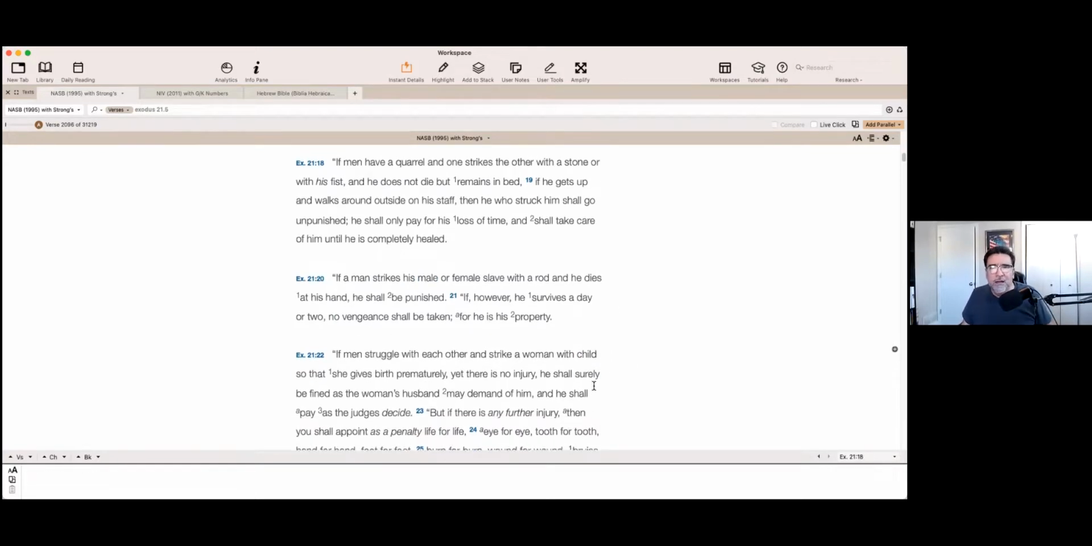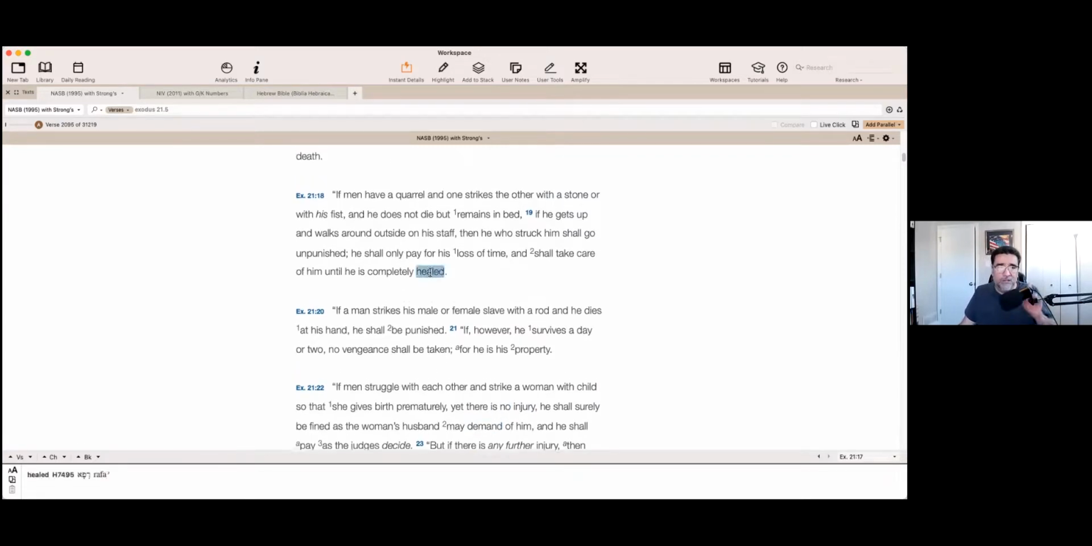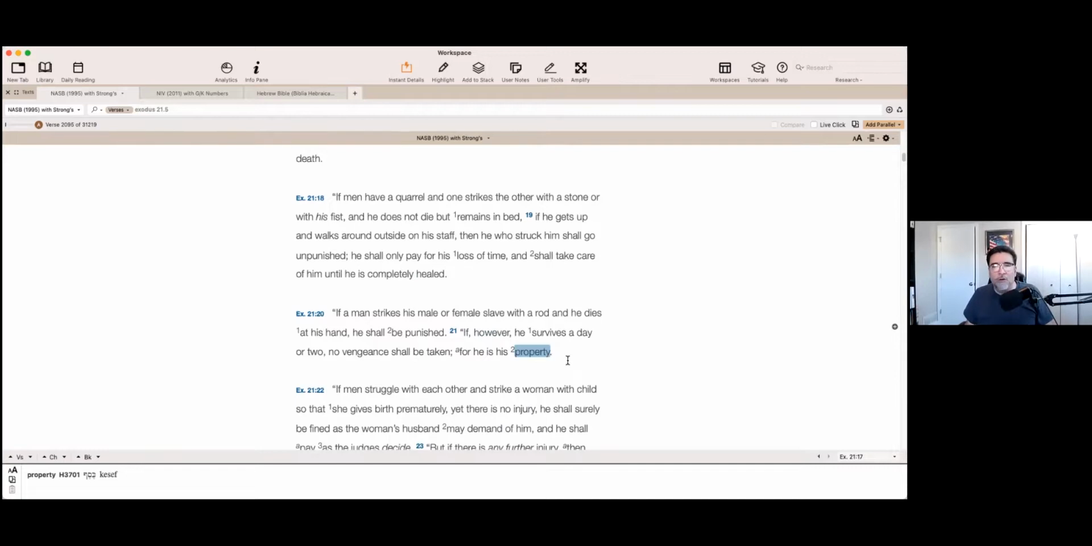Well, actually, this is not the one that I'm looking at. The one I'm considering is 22, but let's look at 18. If men have a quarrel and one strikes the other with a stone or with his fist, and he does not die, but remains in bed, if he gets up and walks around outside on his staff, then he who struck him shall go unpunished. He shall only pay for his loss of time and shall take care of him until he is completely healed.